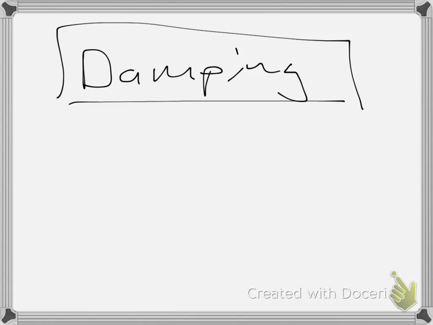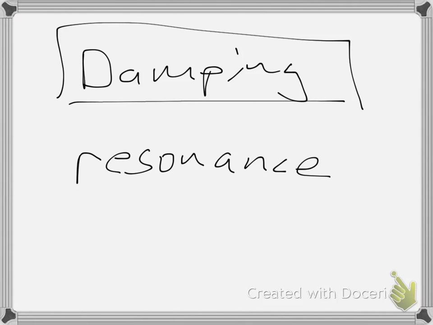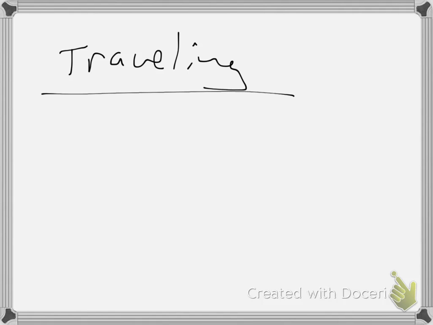Let's see, what else do we need to know? Forced vibrations and resonance. Gave you examples. Showed you an example of resonance and did a demonstration for you. Make sure you've looked through that and understand the concept of resonance. Wave characteristics. We have traveling waves. Look those up. Make sure you get those. Standing waves.